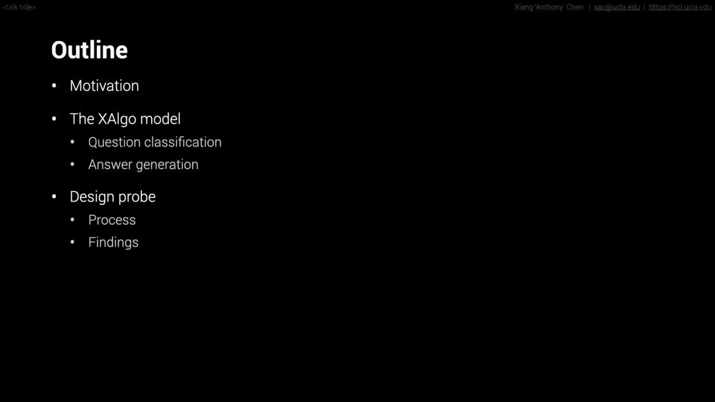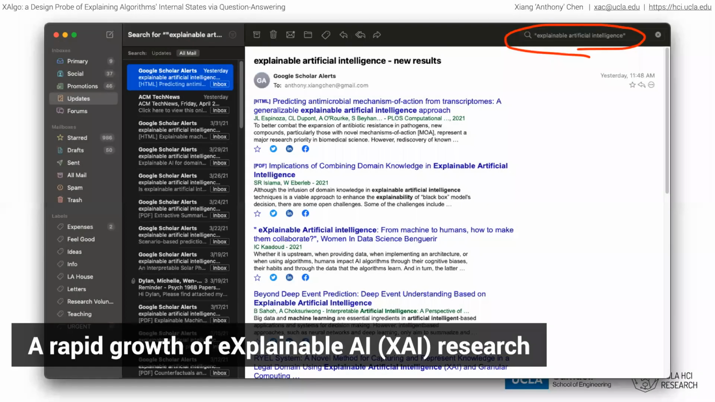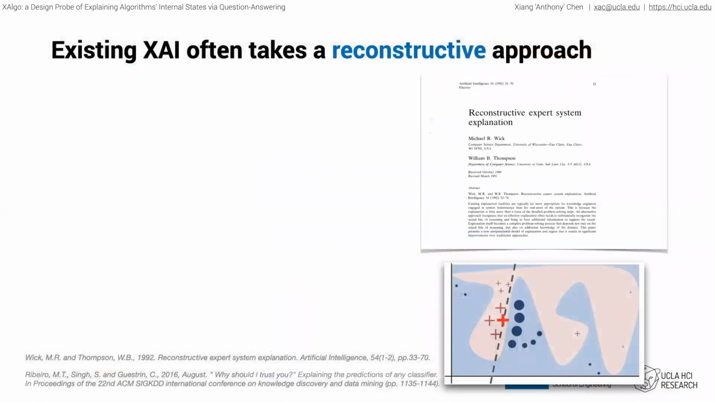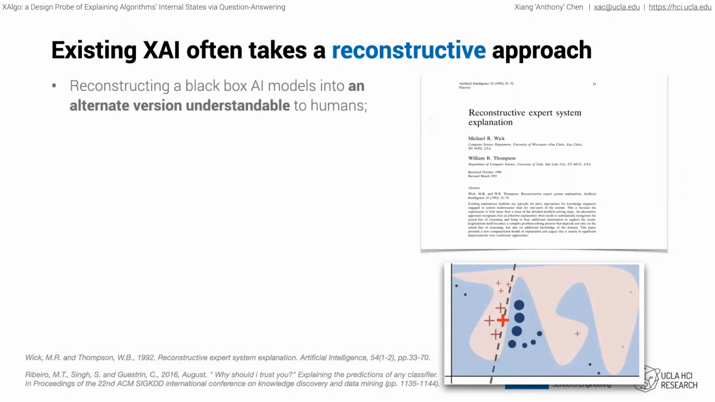I'll start with the motivation. To combat the black box nature of algorithms, there is a plethora of research these days. I subscribe to the keywords explainable artificial intelligence, and every 1 or 2 days, I receive an email with a long list of newly published papers. Most of existing XAI research often takes a reconstructive approach, which means they are trying to reconstruct an alternative version of a black box AI model that is more understandable to humans.